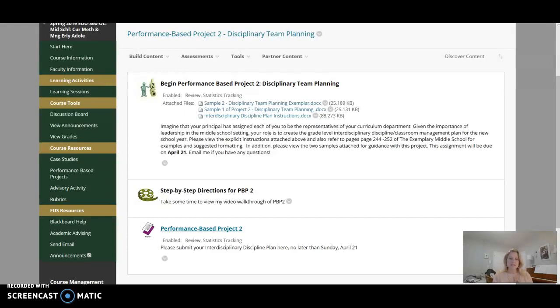We're going to look at the explicit instructions, but first it's so important that you have read thoroughly pages 244 to 252, because the primary elements or pieces of this disciplinary plan are drawn from the reading that's in our text on those pages. And our book does such a nice job of outlining best practices in classroom management at the middle school level, from the discipline plan itself to team procedures.